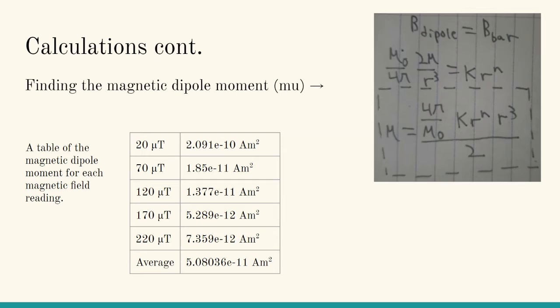So we're finding the magnetic dipole moment mu. I set the B dipole and the B bar equations together so I could use both the k constant as well as n to find mu. And I end up with this equation. And I added a table of the magnetic dipole moment for each field reading because I tried taking those values in order to take the average magnetic dipole moment at the end of it in amps times meter squared.